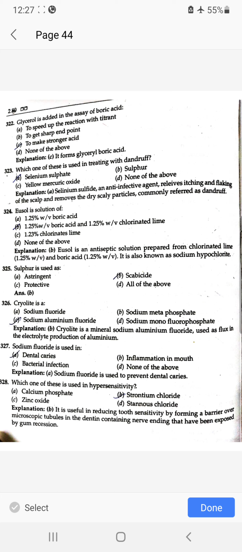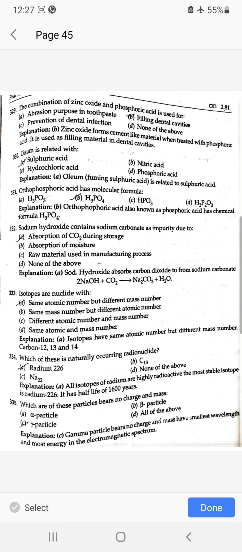Eusol is a solution of boric acid and chlorinated lime. Sulfur is used as a scabicide. Cryolite is sodium aluminium fluoride. Sodium fluoride is used for dental caries. Which one of these is used in hypersensitivity? Strontium chloride.